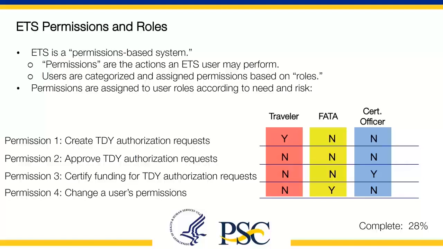Permission 1. Create TDY authorization request can be performed by a traveler but not FATA or a certifying officer. Next, Permission 2. Approve TDY authorization requests, is not allowed by a traveler, FATA, or a certifying officer. Permission 3. Certify funding for TDY authorization requests may only be performed by certifying officers. Finally, Permission 4. Changing a user's permissions may only be performed by FATA.